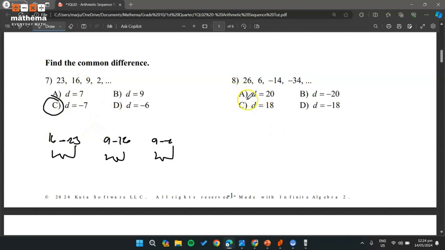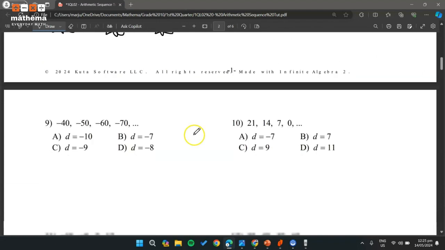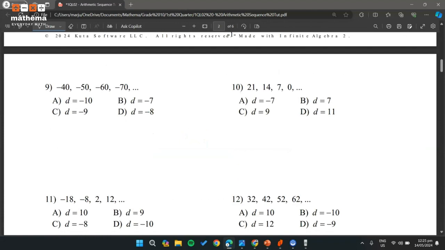Number 8. What is the common difference? If you take these two, negative 34 minus the negative 14, this gives us negative 20. So that is letter B. The common difference is negative 20. What about number 9 and number 10? What is negative 50 minus the negative 40? This is just negative 10. And what letter is that? That's letter A.